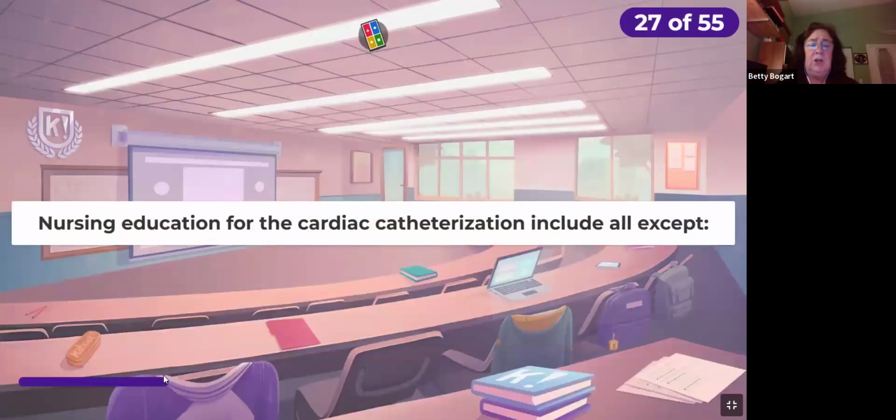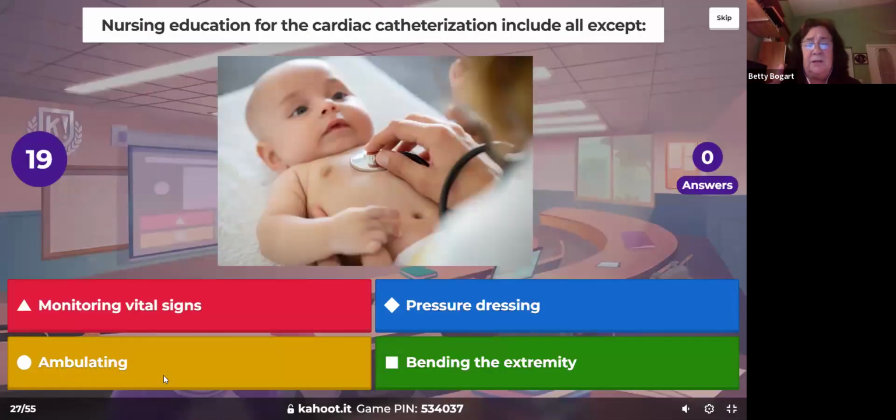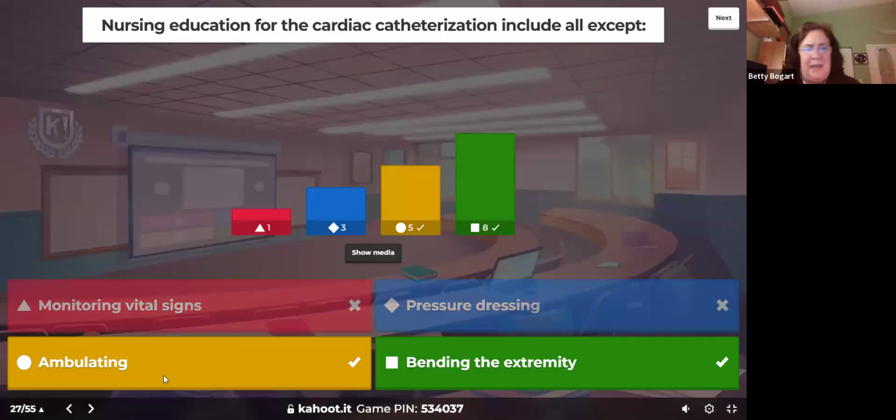A multi. Nursing education for the cardiac catheterization include all except. So remember, cardiac cath, they've taken the right leg, they've inserted catheters in the right femoral artery and femoral vein. We're concerned about the clots. That's why there's a pressure dressing there. So they will not be ambulating for 24 hours and they cannot bend that knee. It might pop the clot off that right femoral artery or vein and cause bleeding, okay?